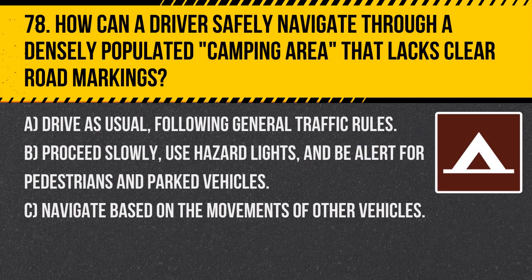Question 78. How can a driver safely navigate through a densely populated camping area that lacks clear road markings? A. Drive as usual, following general traffic rules. B. Proceed slowly, use hazard lights, and be alert for pedestrians and parked vehicles. C. Navigate based on the movements of other vehicles.